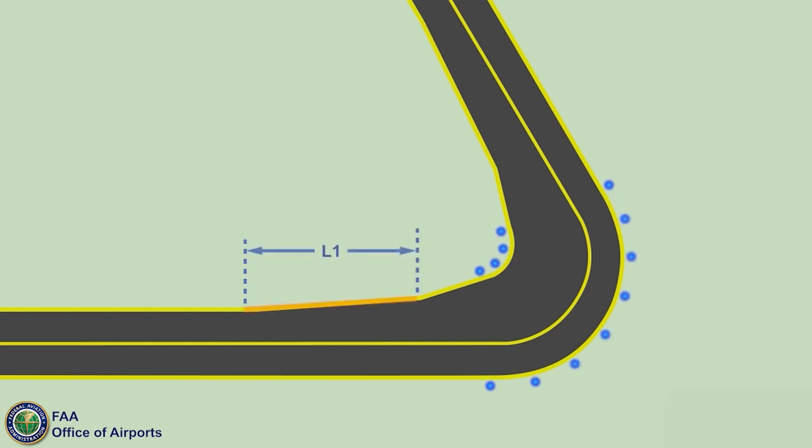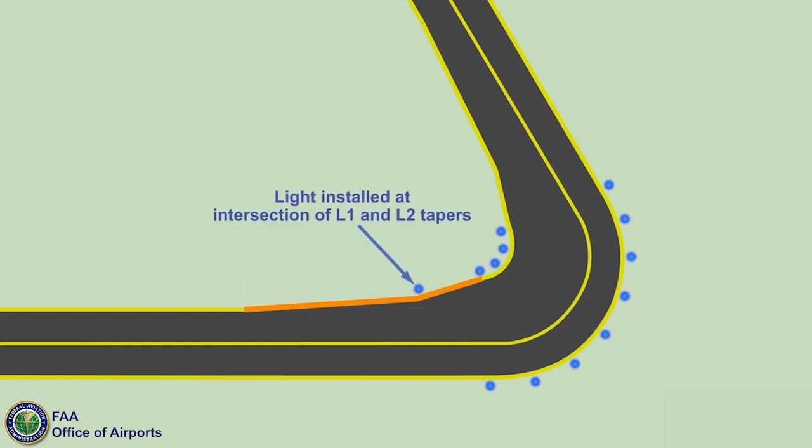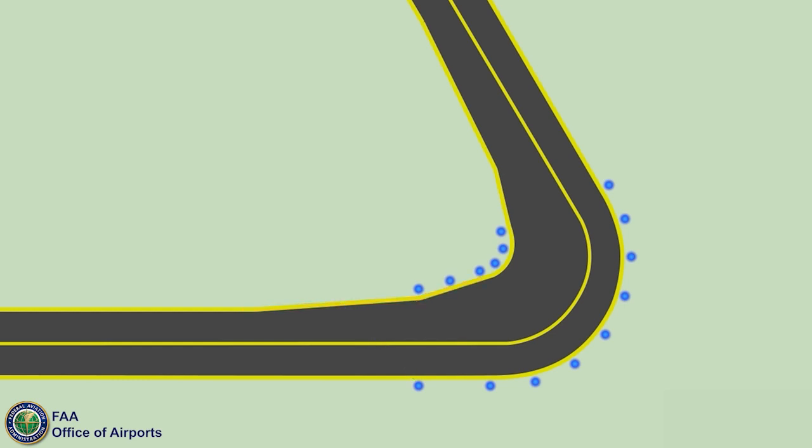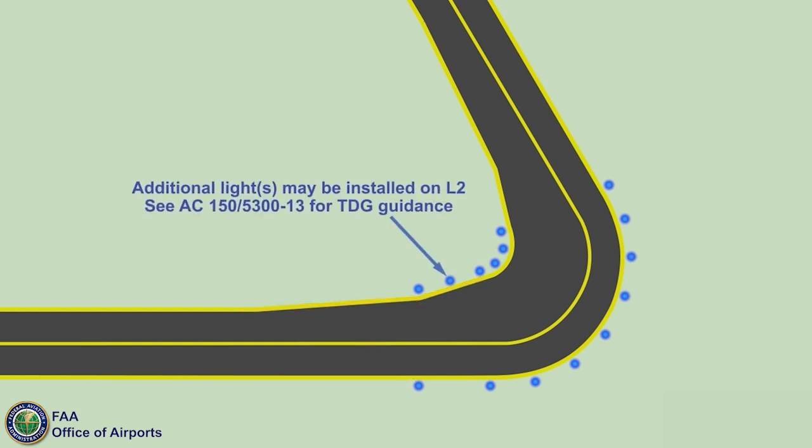The lead-in taper is broken into segments, an initial, gradual taper L1, and a second, more pronounced taper L2. Place a taxiway edge light at the intersection of tapers L1 and L2. Place a taxiway edge light directly across the taxiway from the light at the intersection of tapers L1 and L2. Place an additional light on the L2 taper between the light at the intersection of tapers L1 and L2 and the light at the point of curvature of the inner pavement edge.